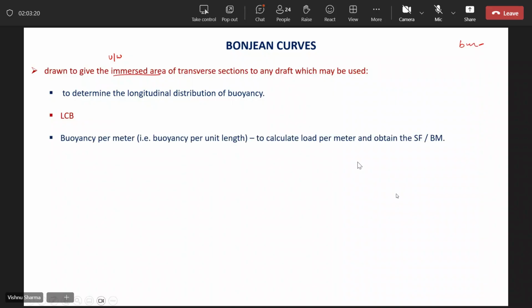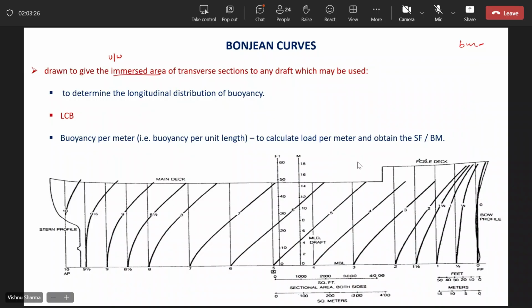Okay, so this is why you need this. And where do you get it from? You get it from what are called Bonjean curves. So what are Bonjean curves? Bonjean curves are the curves which provide you the underwater cross-sectional area of the ship.